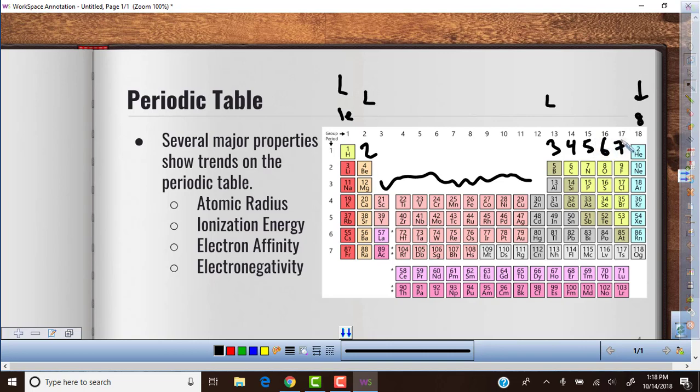With 7, it's more likely that they're going to want to gain 1. It's more energy efficient to gain 1 than it is to lose 7. So we're going to gain, gain, gain. And here, this can either lose or gain electrons. So just some things to think about as we go through and determine what's likely to gain an electron and what's likely to lose one. We need to think about the octet rule and how the valence electrons apply in that particular situation.